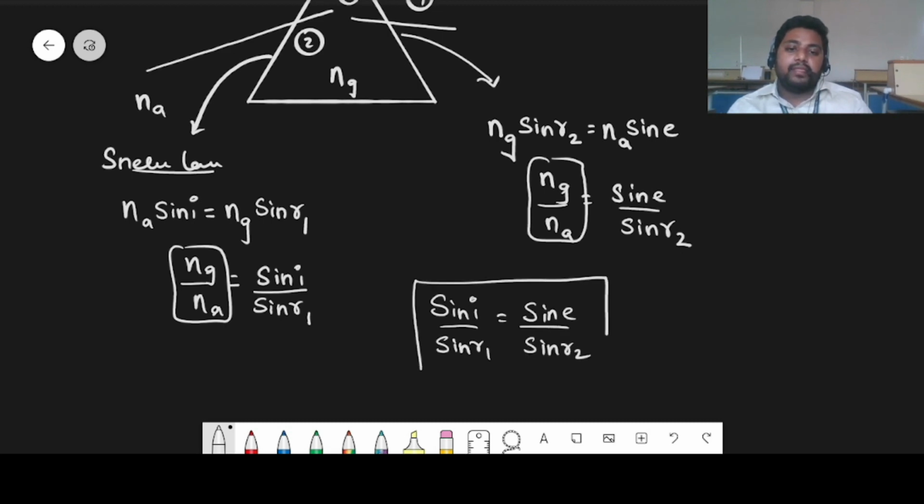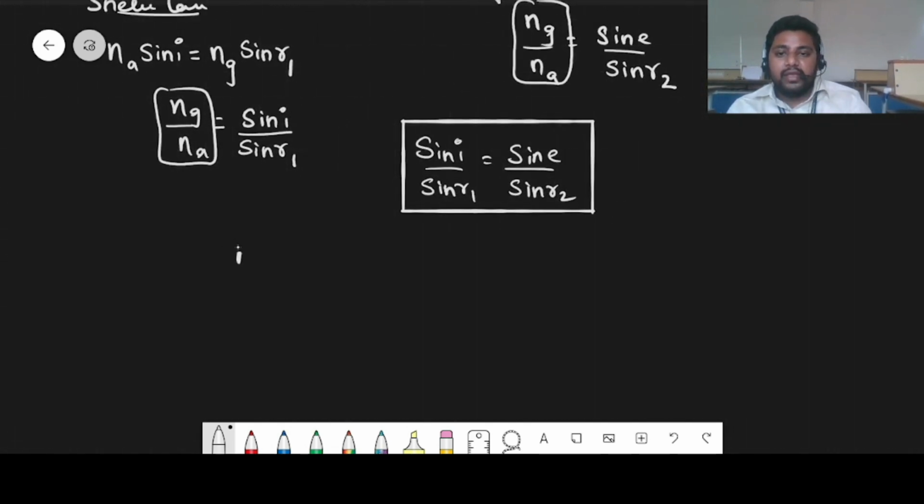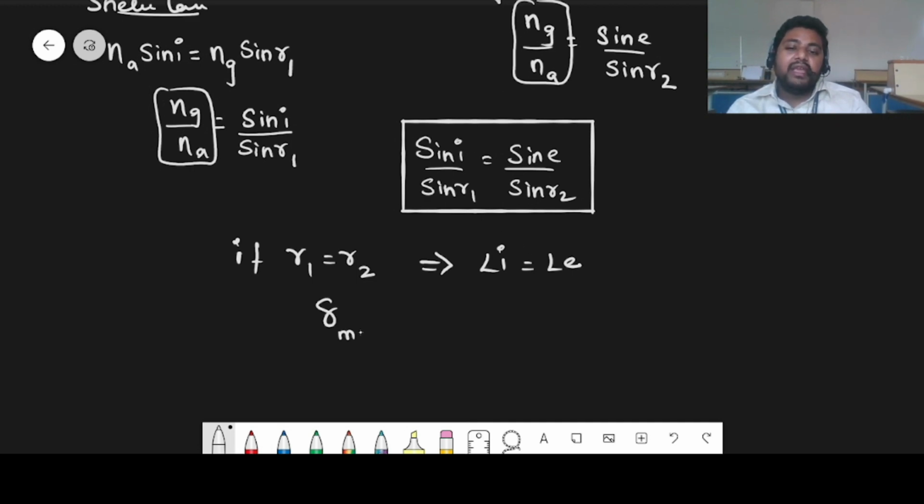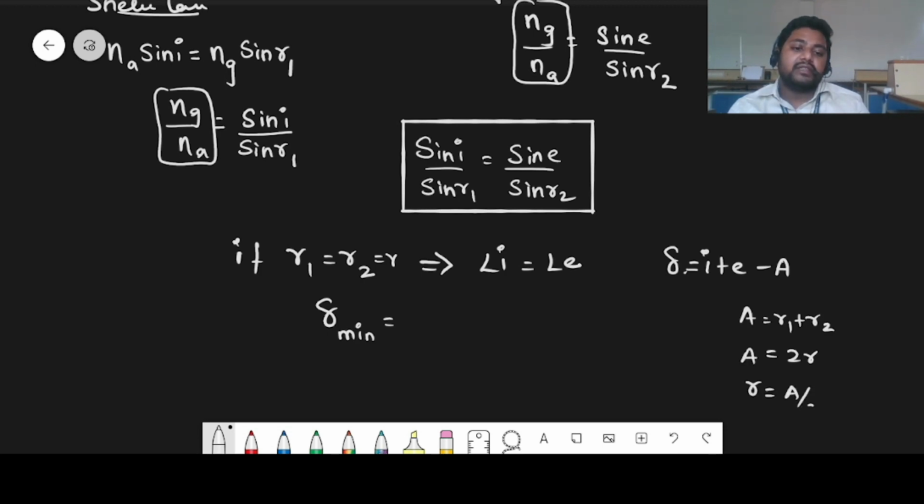If we are having a condition where R1 is equal to R2, that implies angle I will be equal to angle E, and the deviation that you are going to get will be a minimum deviation. This is experimentally found. The deviation will become minimum. In general, what is the equation for deviation? I plus E minus A. If R1 and R2 are equal to R, you can write A is equal to R1 plus R2. You can write the same as 2R equal to A. So that means the angle of refraction can be written as A by 2.